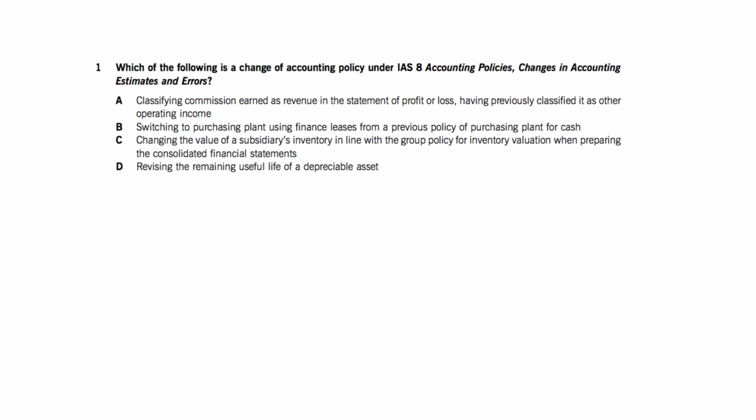Read through these. We're looking for changes in accounting estimates and errors and policies. And this one particularly is asking you which is an accounting policy change. So have a go, see if you can select the correct one, and then work through the answer with me.